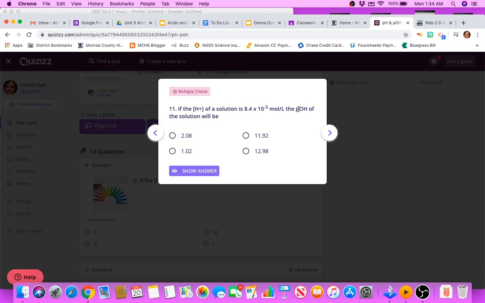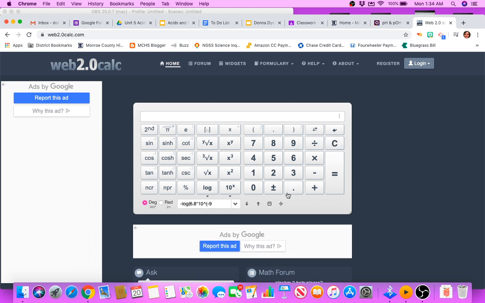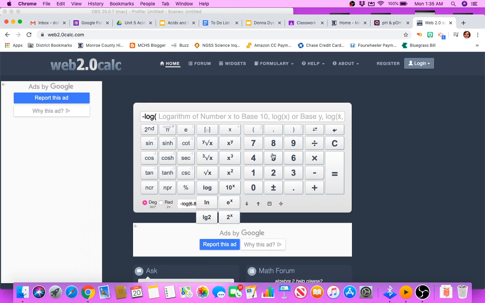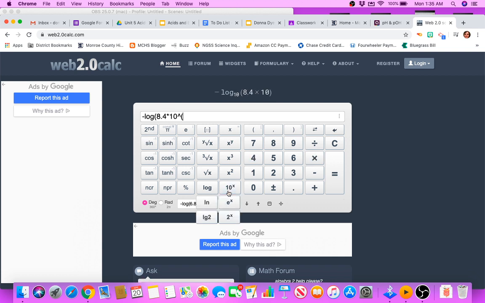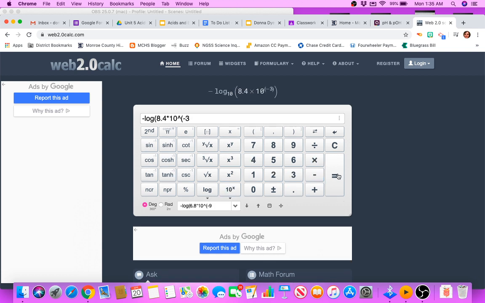So to get the answer to the pOH here, I'm going to have to find the pH by doing the negative log of 8.4 times 10 to the minus 3. Once I have the pH, I can subtract that from 14, and that will give me the pOH. So the first thing I need to do here is the negative log of 8.4 times 10 to the minus 3. So clear, negative log 8.4 times 10 to the x minus 3 equals.